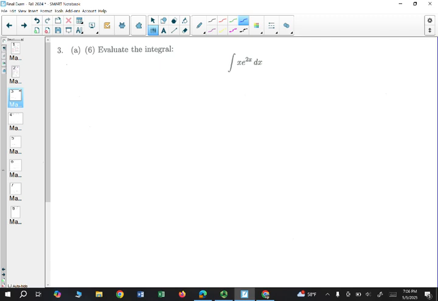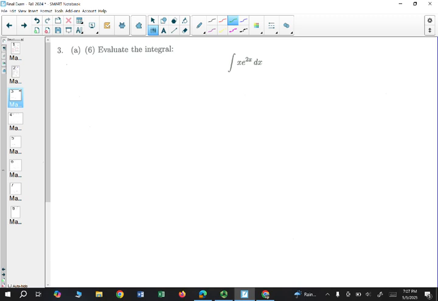So in this one we're continuing with the final exam from fall of 2024. This is our problem number 3, part A. Evaluate the integral. Okay, and we have the integral of x times e to the 2x dx. So looking at this carefully, we should notice that this can appear to be an integration by parts problem.